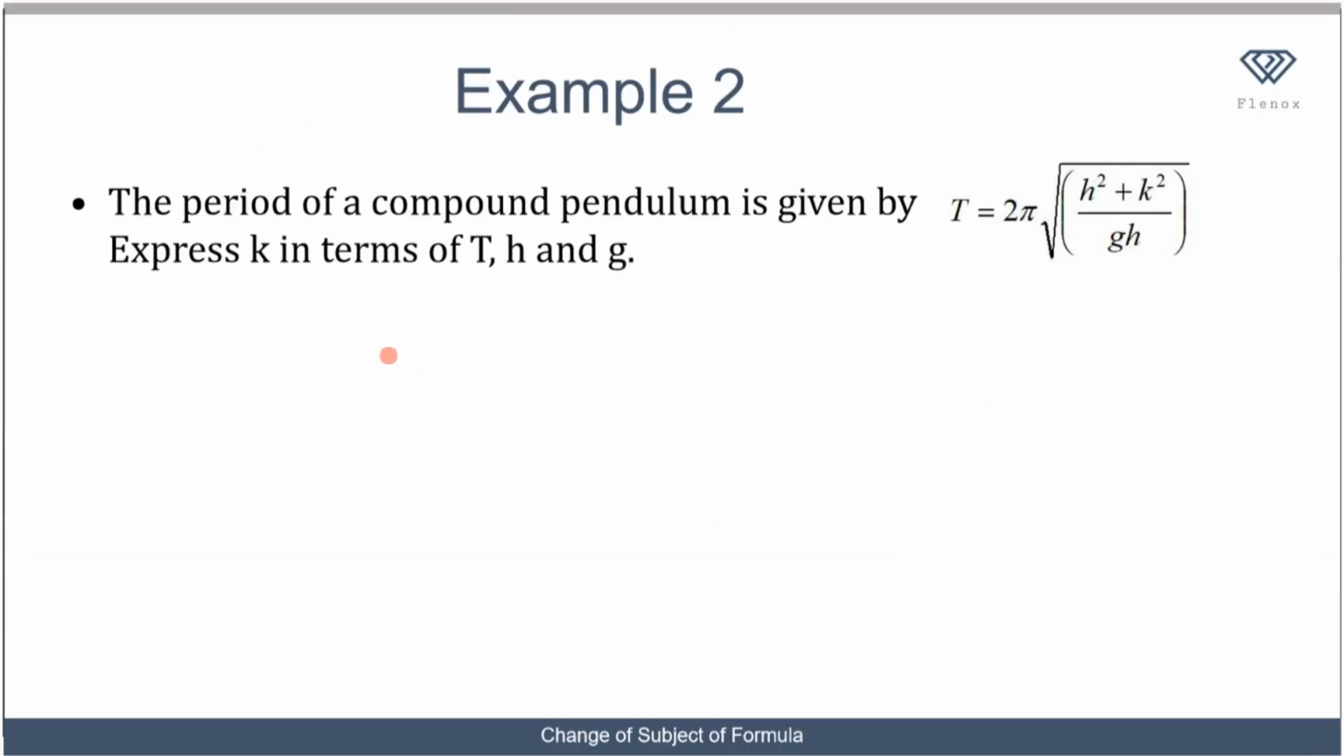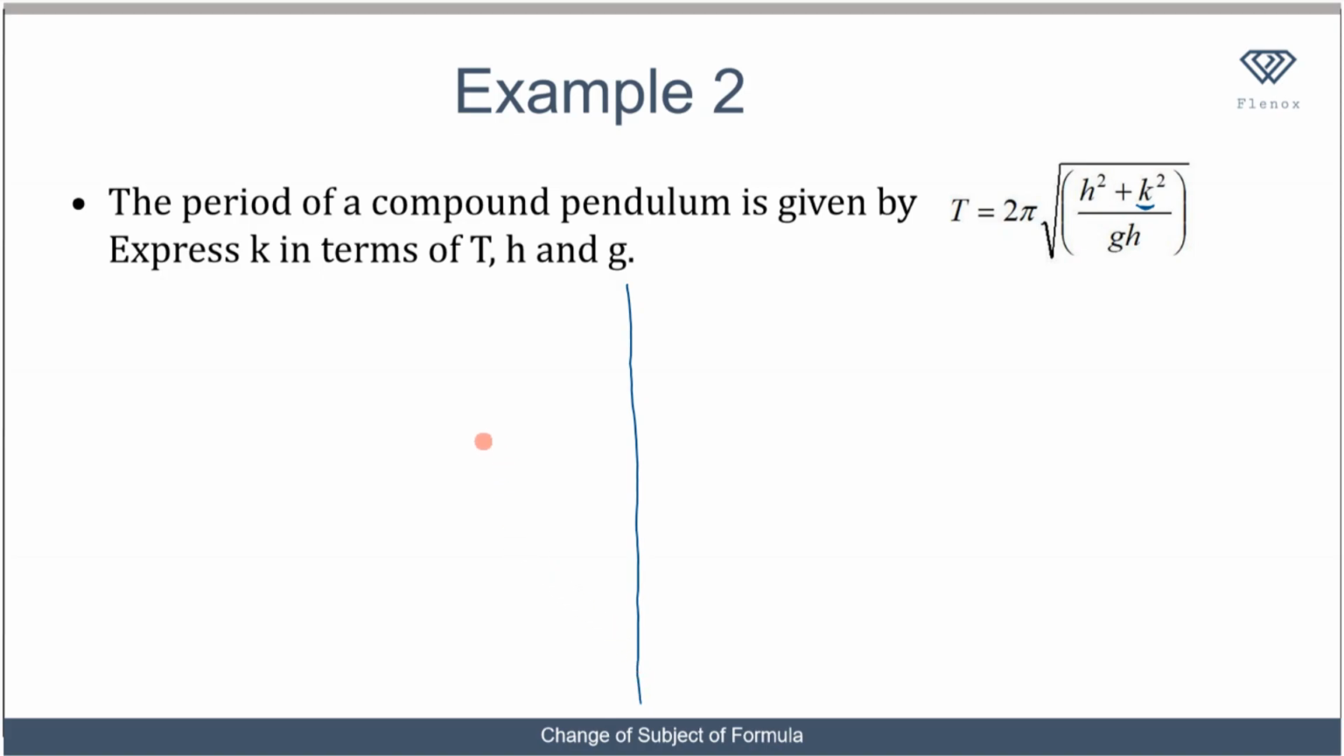In this example, we are told that the period of a compound pendulum is given by T, and it is equal to the square root of h squared plus k squared over gh. Then we are told to express k in terms of T, h and g. So now we are given T as the subject, but we are told to make k the subject. That is what it means to express k in terms of T, h and g. So how do we go about that? This is pretty straightforward, like we have been doing.